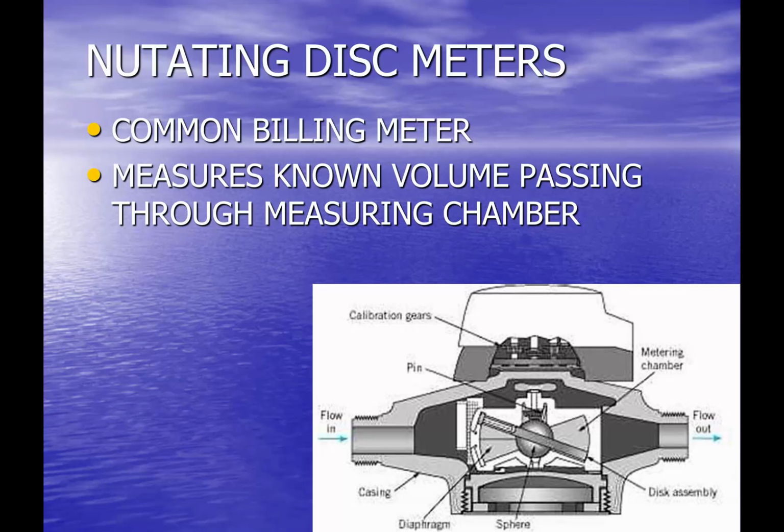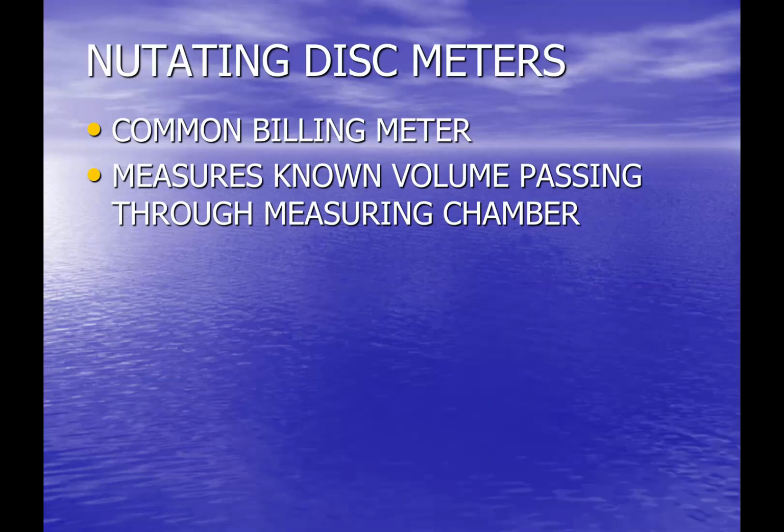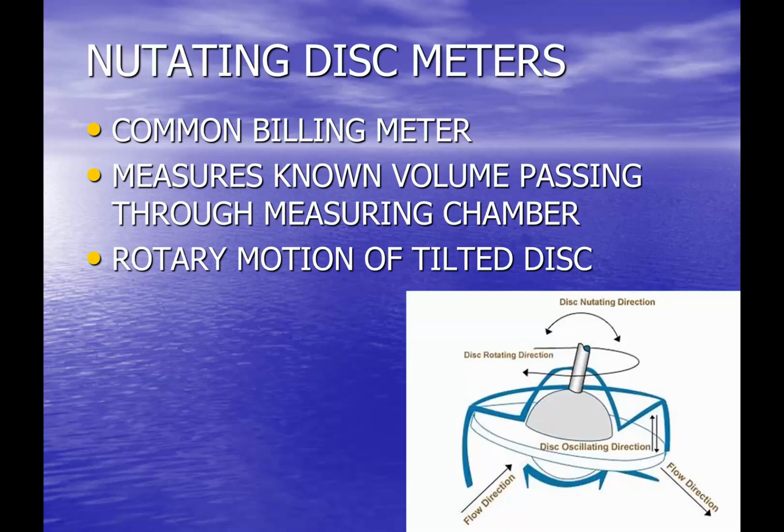So the volume displaced in each cycle is constant, and the registration of the water usage is based on the number of cycles. Every time that disc turns, that's a cycle. That's a certain amount of water. It's a known volume that goes through the meter. So every time it turns, you are ticking on the register, and that's how it's quantifying the amount of water that goes through it. You have essentially a rotary motion of that tilted disc.